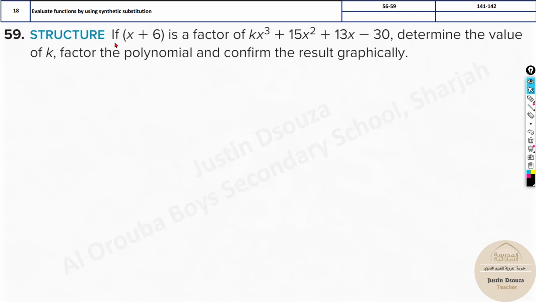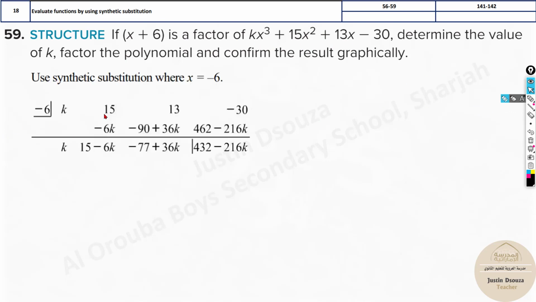And now the last problem here. If x plus 6 is a factor of this polynomial, determine the value of k, factor the polynomial, and confirm the result graphically. Now what they are saying is this is a factor of this. So just do direct synthetic division, but keep this as it is, like k. And since they have told us it is a factor, what does this mean? Factor means this remainder will be equal to 0.